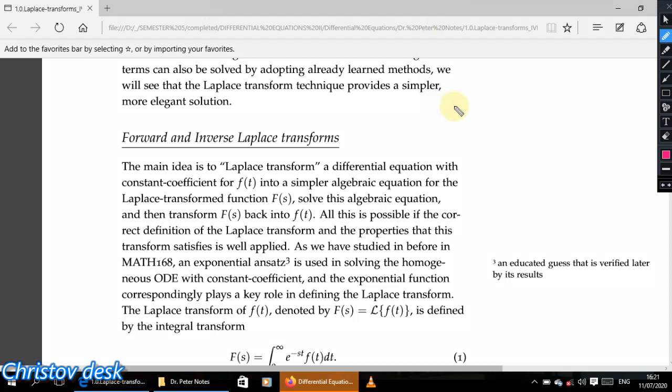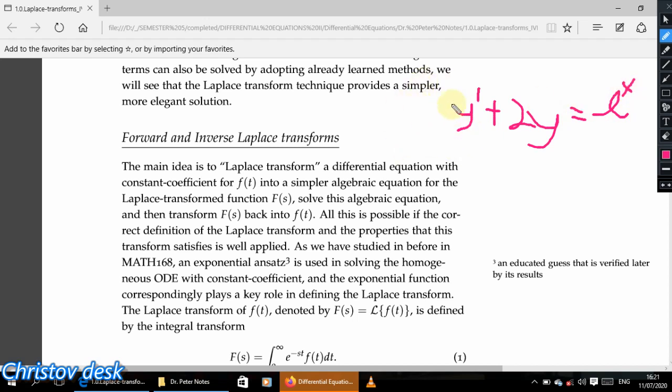So what I'm trying to say is that you may have your equation in terms of y. Let's say y prime plus 2y equal to e raised to the power x. You may have something like that.